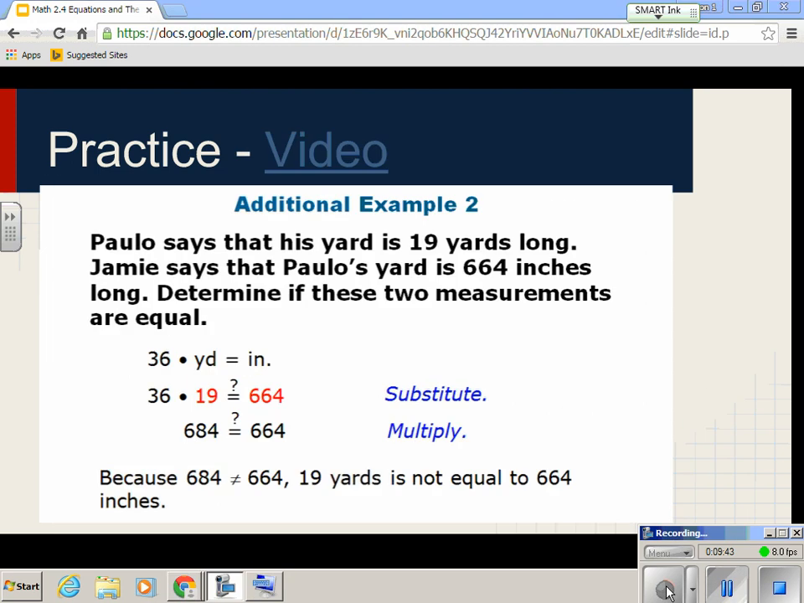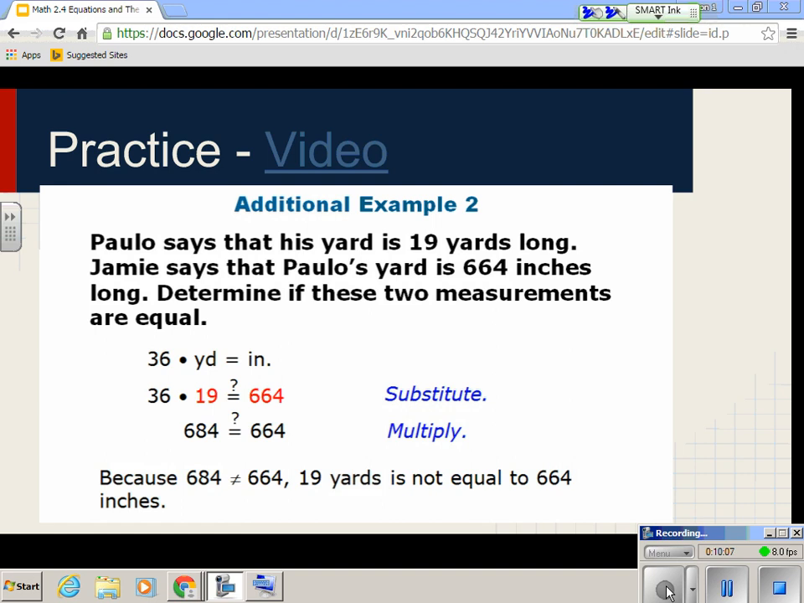So let's take a look at this as if we had a word problem. It says Paolo says that his yard is 19 yards long. Jamie says that Paolo's yard is 664 inches long. So we have to determine if these two measurements are equal. First thing we have to do is bring down those yards to the inches level so we can look at these measurements on the same level.